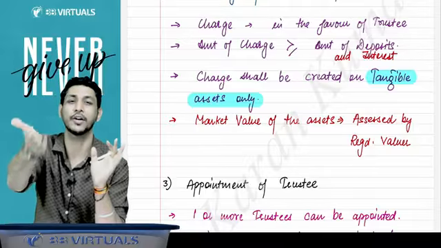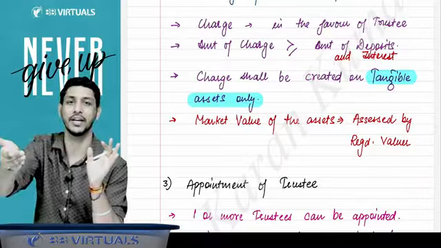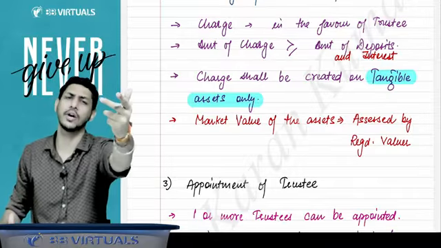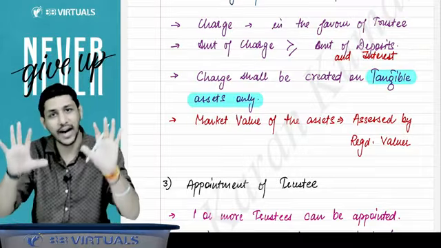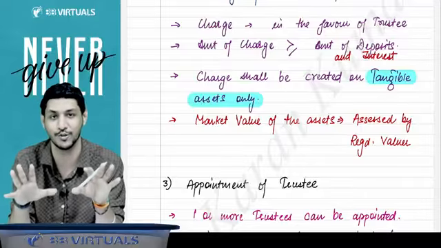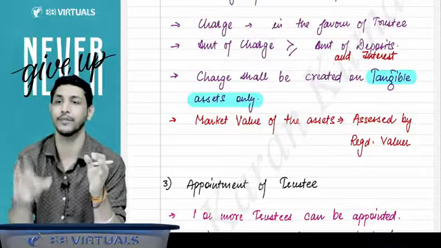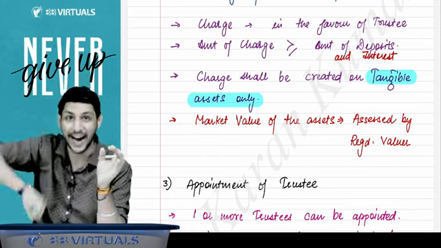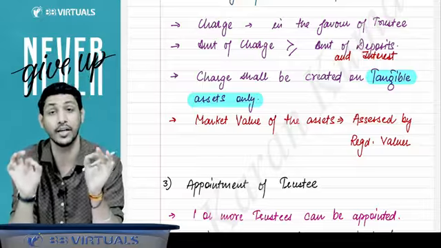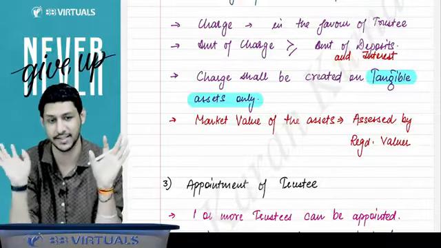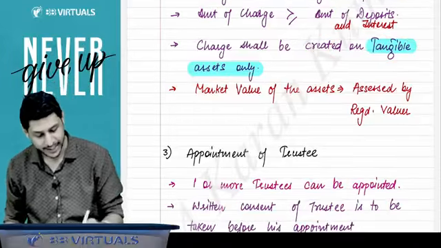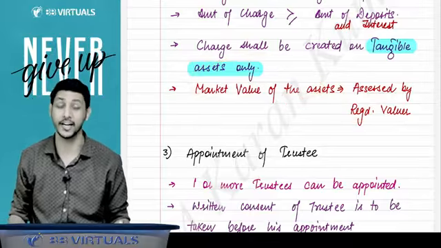Sir, in the charge chapter, you told us that a charge can be created on tangible and intangible assets. Yes, charge can be created on the tangible asset also, on the intangible asset also. But in the case of deposits, if the company has accepted deposits and is creating a charge for that, the charge will be created only and only on tangible assets, not on intangible assets. They have asked a question on this point also by giving some values. And the market value of the asset must be assessed by a registered valuer.